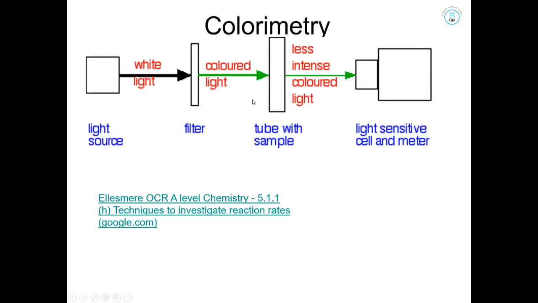Okay, so then the other way we can monitor rate is what's called colorimetry. Okay, so colorimetry, let's say we go back to the thiosulfate reaction.